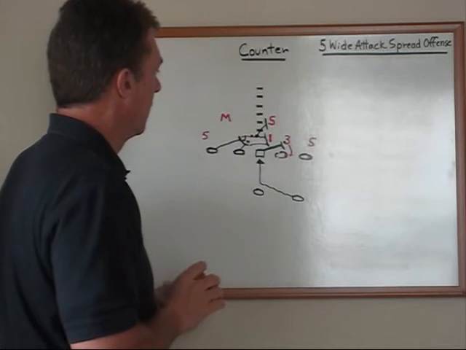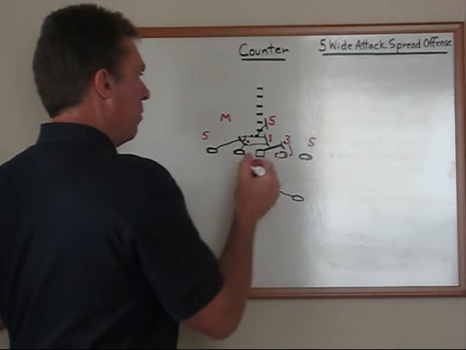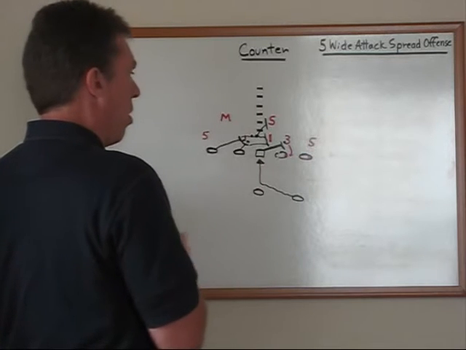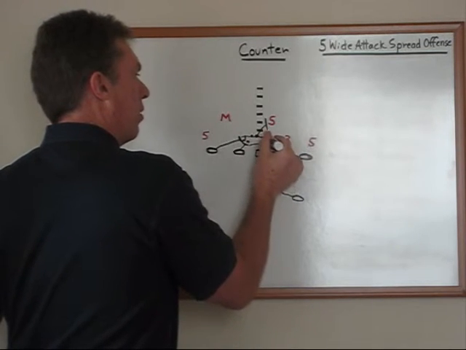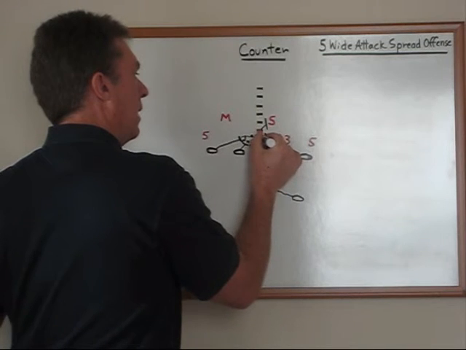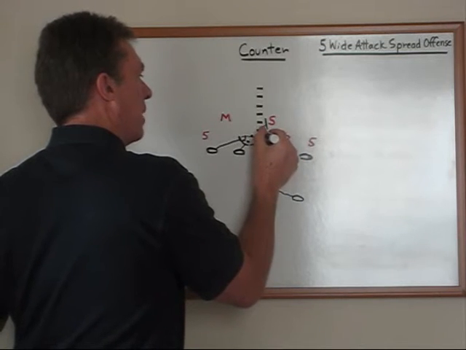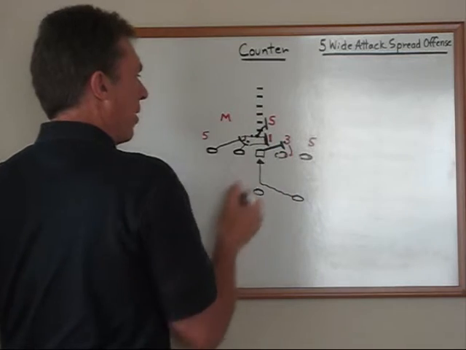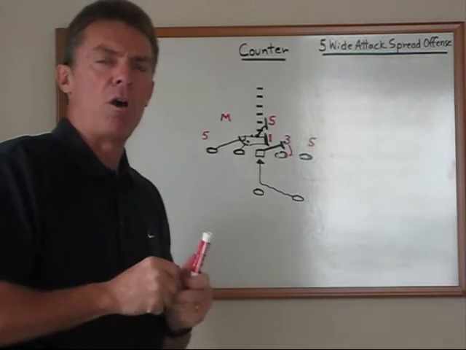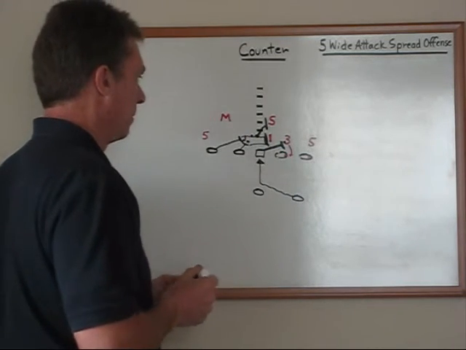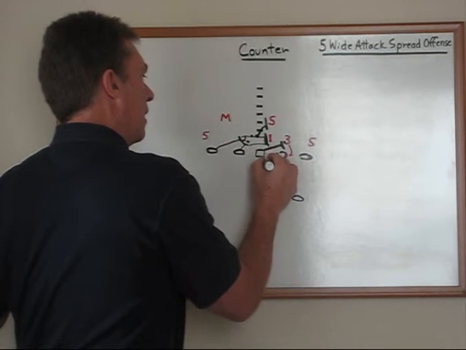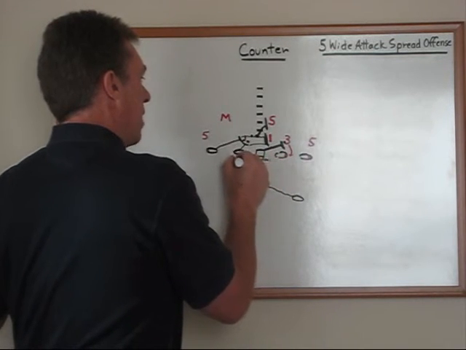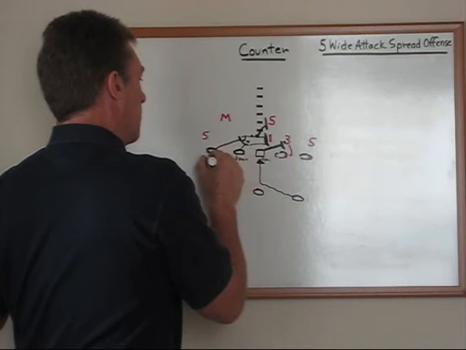Okay? And so what we're doing is we're building a little 3-man wall. The center's the first man in the wall, the guard will be the second man in the wall, and then the backside or the play side tackle will climb and be the 3rd man in the wall. So we're building a wall for the running back to run down. Okay? So he has a down block, he has a down block, and he has a down block. Okay?